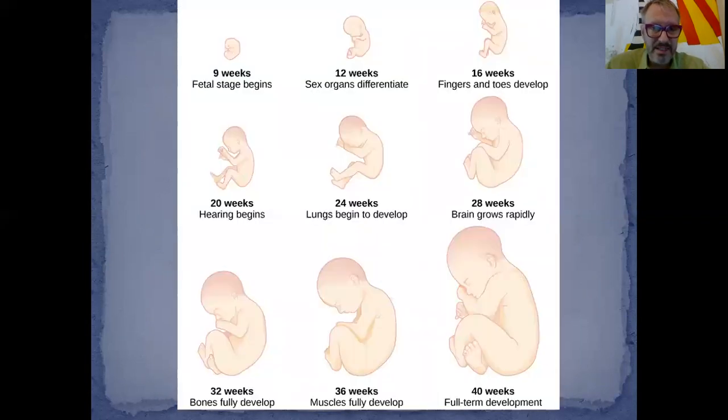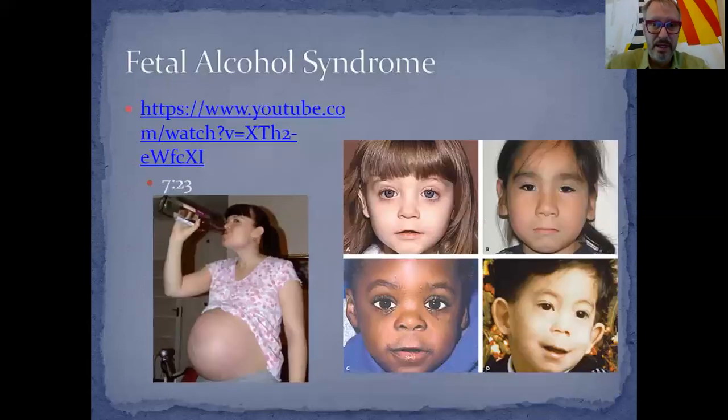And this is interesting, just about what starts to develop at what week. So you have hearing beginning at about 20 weeks, lungs develop, brain starts to grow rapidly. And that's an important piece too, because at week 28, when the brain's starting to really develop, it's critical to make sure the environment of the uterus is a healthy one.